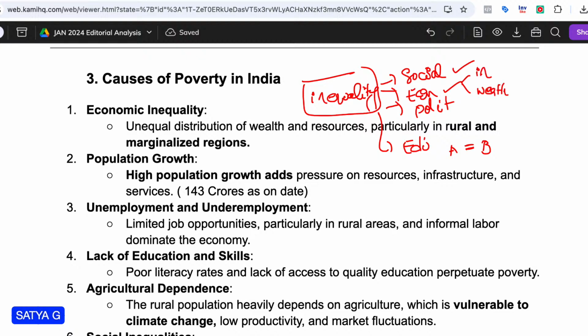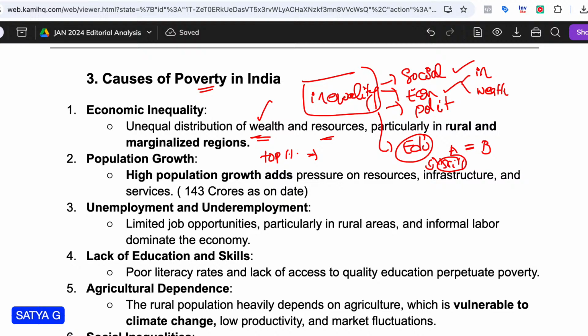When it comes to educational inequality, it is about skills, access to basic education, resources. Like this, there are different types of inequalities. But particularly for poverty, they are considering economic inequality, especially the distribution of wealth. In India we have wealth inequalities. Only the top 1% of people have the majority of the wealth in India. And in rural and marginal regions, they also mention income inequality.